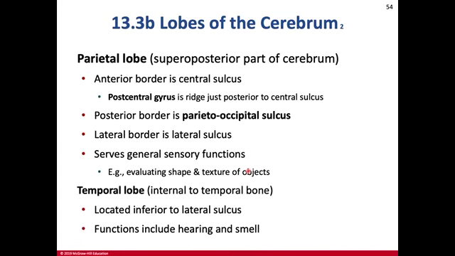The parietal lobe is behind the frontal lobe and in front of the occipital lobe, okay? The anterior border is the central sulcus. The postcentral gyrus is a ridge just behind the central sulcus, and the posterior border is the parieto-occipital sulcus. The lateral border is the lateral sulcus. So what does the parietal lobe do? Well, it receives somatosensory information, which comes from the surface of our skin, our muscles, our joints, okay? And in some cases, some of our special sense organs, all right?